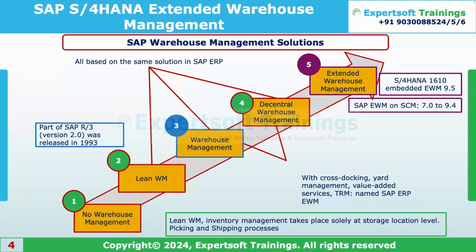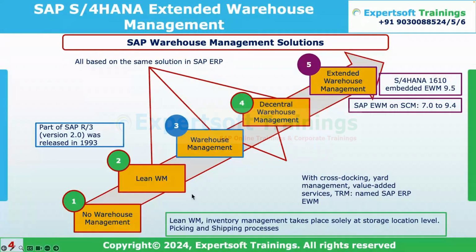Okay. So what I was saying, that after that SAP has introduced a lean warehouse management. So your lean warehouse management is a storage location level. So in SAP you have different org levels: company code, plant, storage location. So your inventory management is taking place at a storage location level, and SAP has provided certain basic functionality like picking, packing, put away, shipping process, like basic things.